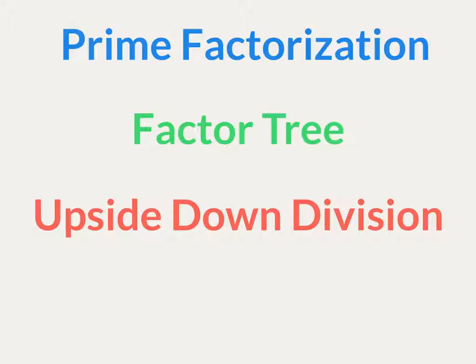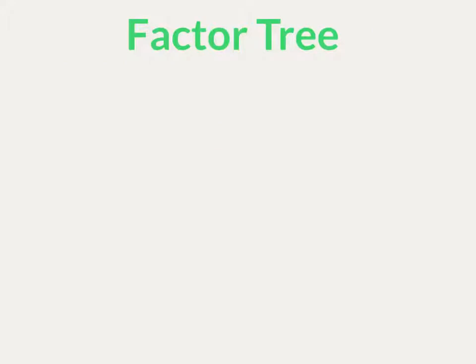Now remember, prime factorization is when we break a composite number down into a product of its prime factors. And the way we do that is by using either a factor tree or upside-down division. On this slide, I'll show you an example of how we use a factor tree to do prime factorization. Let's say we wanted to find the prime factorization of the number 100.